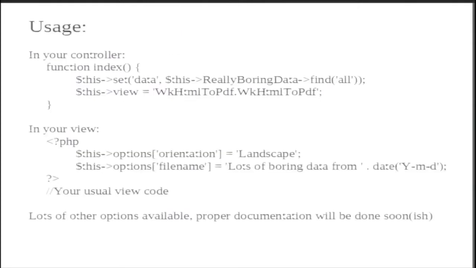Basic usage. In your controller action, you just set the view class to wkhtmlpdf.wkhtmlpdf. In your actual view, there's an options array that's attached to the view object. You can set various things. You can set the orientation, page size, file name it must output to the user, and rendering mode. There is download, which forces download, there's embedded in the browser, and there's also a mode where you can ask it to save it to a file for you. And then you write standard view code like you normally do, and a standard layout file like you normally do.